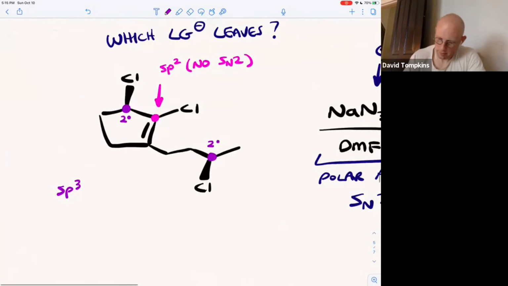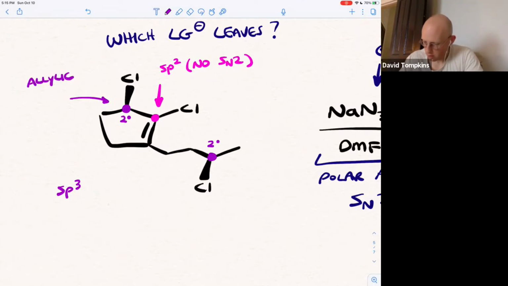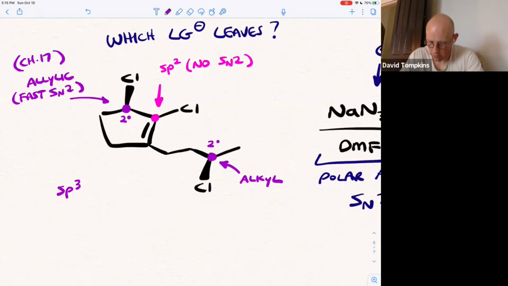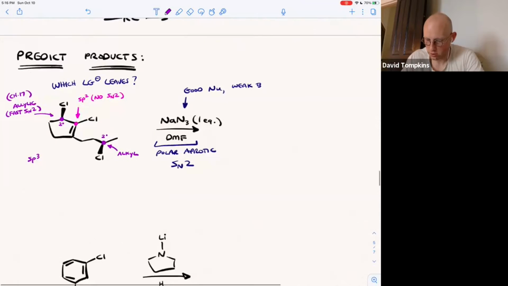Both of the sp3s are secondary, so they're similarly hindered. One of them is allylic, or one away from an sp2. The other one is far from an sp2, it's alkyl. And remember from chapter 17 that allylics are very, very reactive. They're very fast to undergo SN1, E1, and E2. And that was explained in the video series, of course. There's a transition state model for showing why this undergoes substitutions quickly.